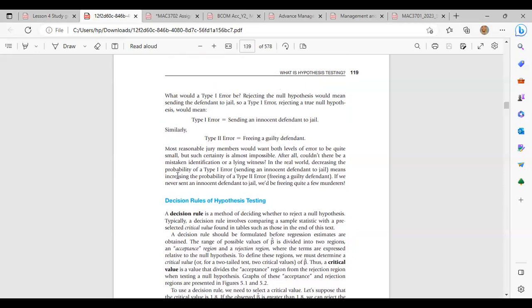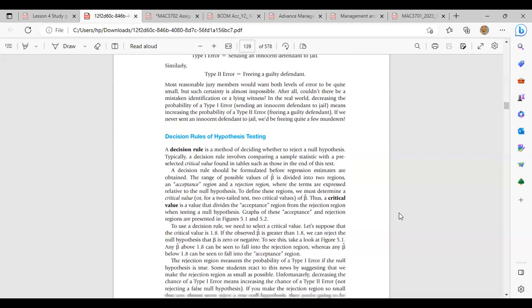Most reasonable jury members would want both levels of errors to be quite small, but that is impossible. Why? Because whenever you want to reduce the probability of type 1 error, you are increasing the probability of type 2 error. And if you want to reduce type 2 error, you are increasing type 1 error. So in simple terms, decreasing the probability of sending an innocent person to jail means you are increasing the probability that you are going to be freeing a guilty person. That's a dilemma we have in statistics and in doing our tests.